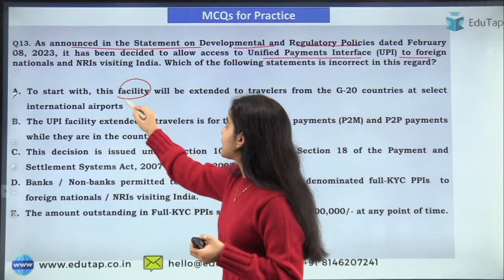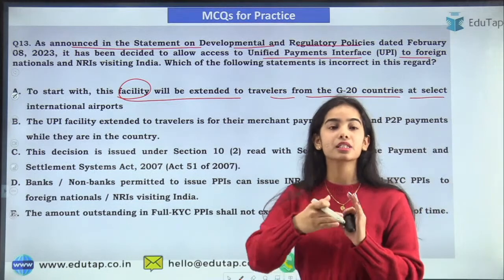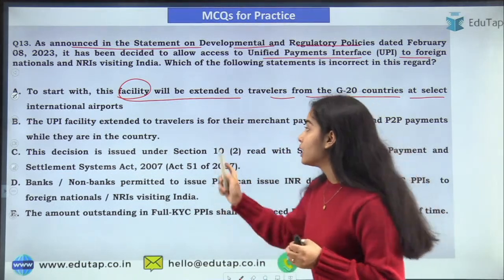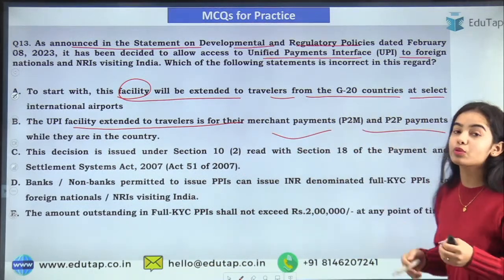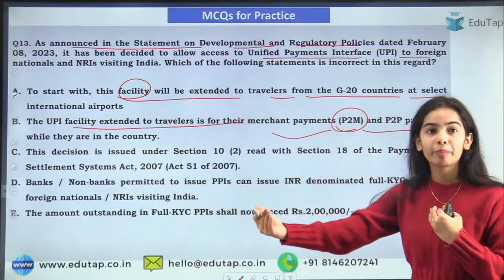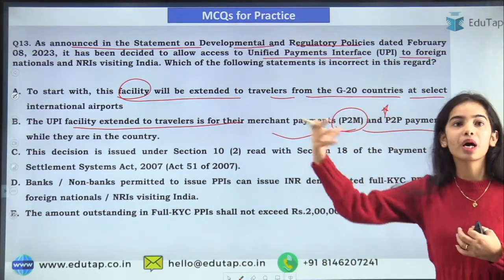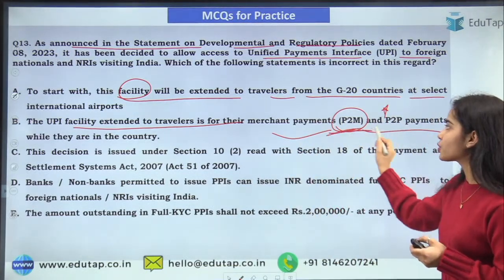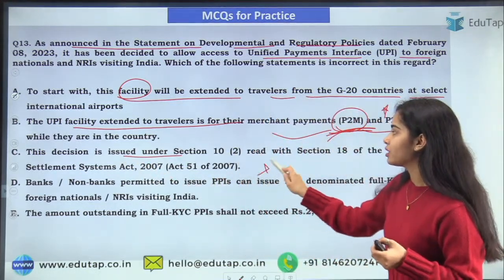So to start with, this facility will be extended to travelers from the G20 countries at select international airports. This is correct. For the start, it is only travelers from the G20 countries who will get the facility. The second statement is that the UPI facility is extended to travelers for their merchant payments and P2P, that is person-to-person payments. So absolutely wrong. Only person-to-merchant payments are allowed for UPI for the travelers coming from abroad, because travelers will be making payments to merchants only, and this is expected. The decision is issued under section 10(2), so this is correct.